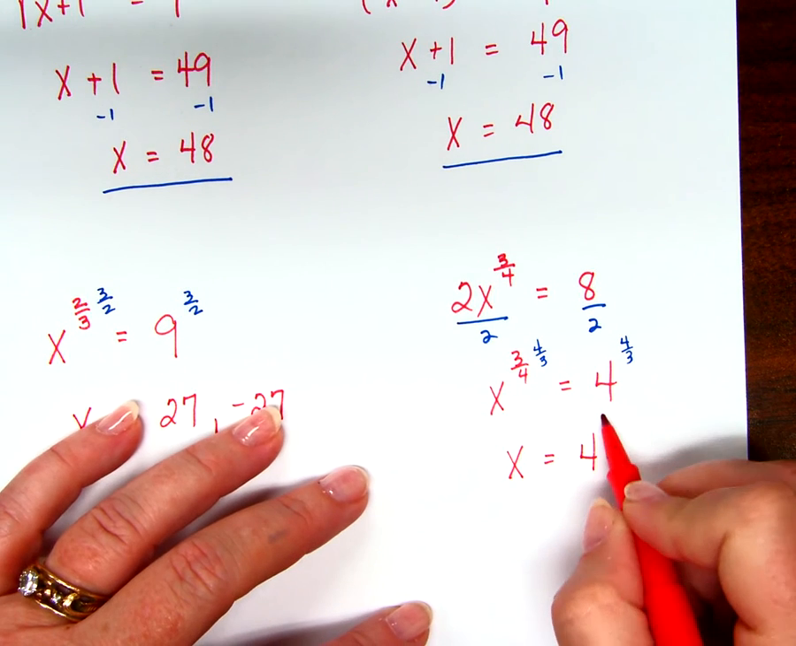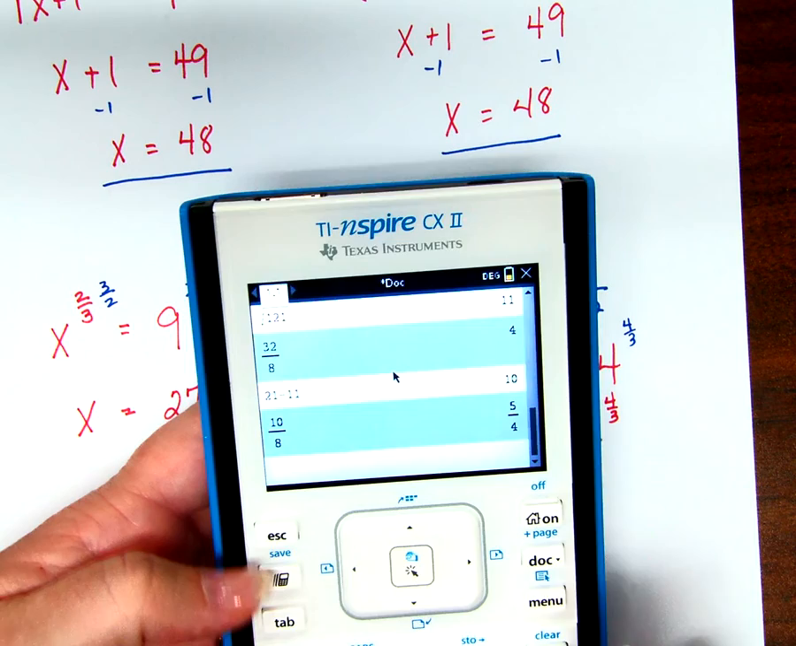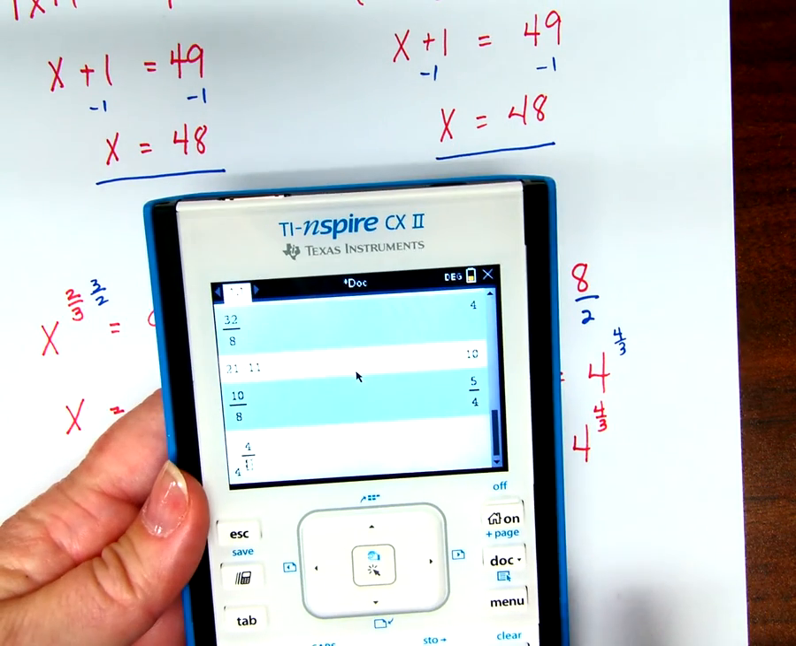Okay? But I have 2 choices. My first choice is this. Isn't that an answer? My second choice is this. 4 raised to the 4/3 power.